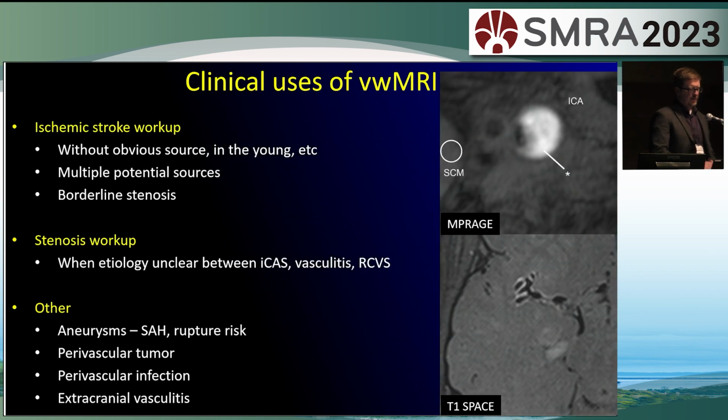So in summary, clinical uses of vessel wall MRI are expanding, including ischemic stroke workup, stroke without obvious source in the young, multiple potential sources, worse stenosis workup, as well as other indications such as aneurysms, perivascular tumor, infection, and vasculitis extracranially. Thank you very much.